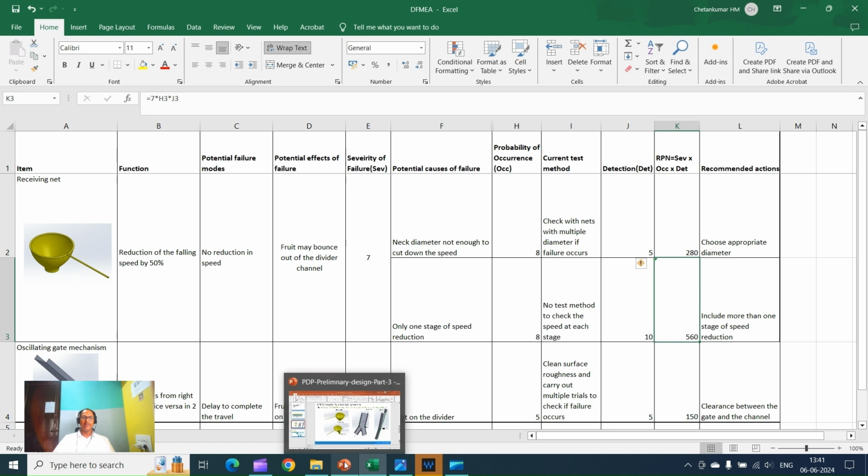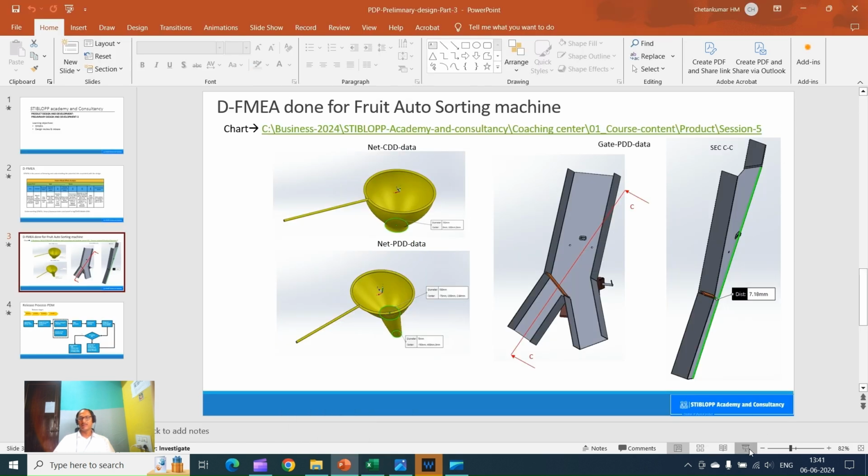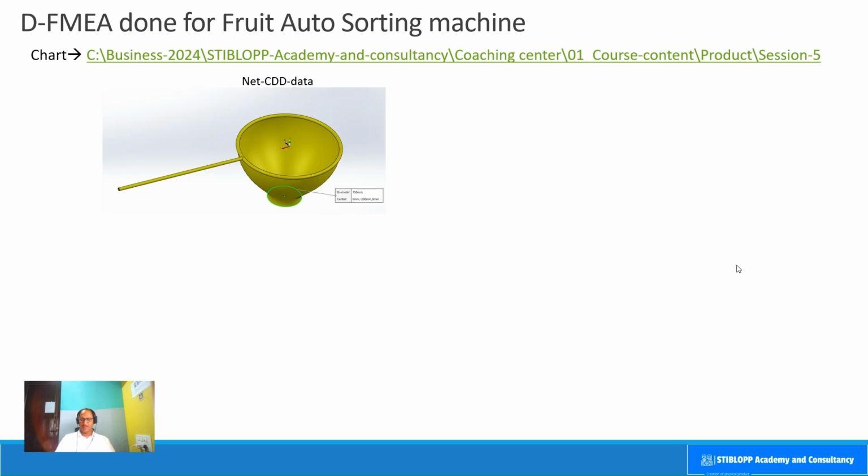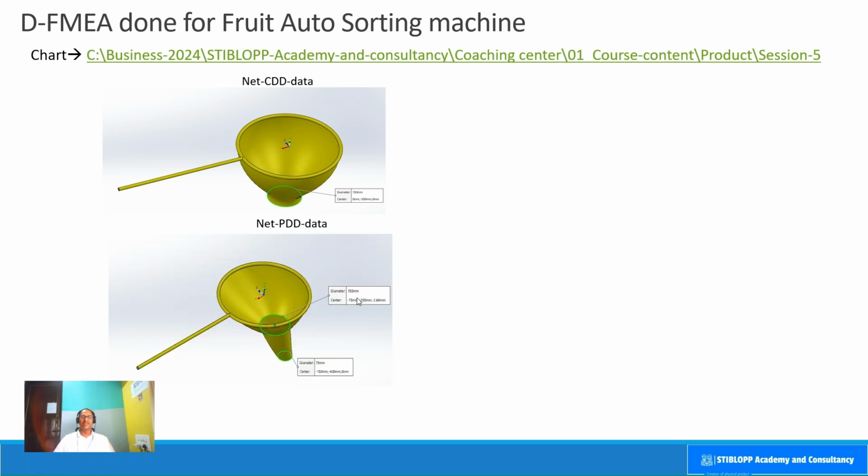Now swapping to the PPT here. Okay, here you can observe the picture of the concept design and development data. The second picture is of the preliminary design and development data. So after carrying out certain trials, the engineers decided to keep the first stage diameter the same, and the second stage diameter they have reduced to half of the first stage diameter, that is 75 mm.